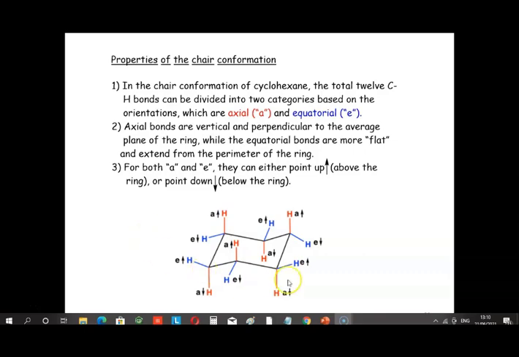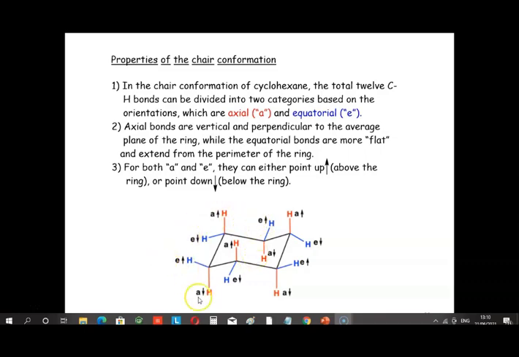The axial bonds are vertical and perpendicular to the average plane of the ring, while the equatorial bonds are more flat and extend from the perimeter of the ring. Both the axial and the equatorial, that is A and E, can either point up or point below the ring. Here we can see axial up, axial down, equatorial down, equatorial up.